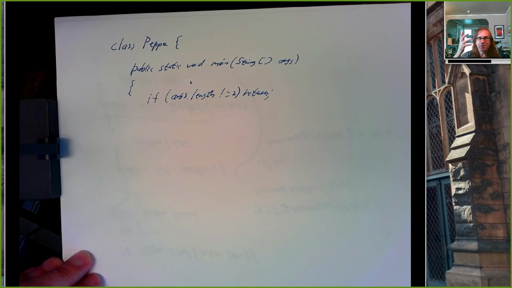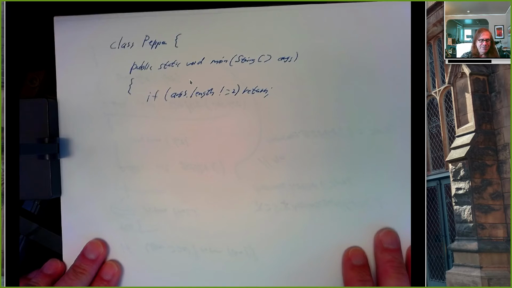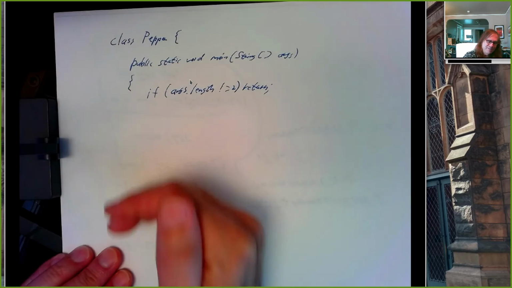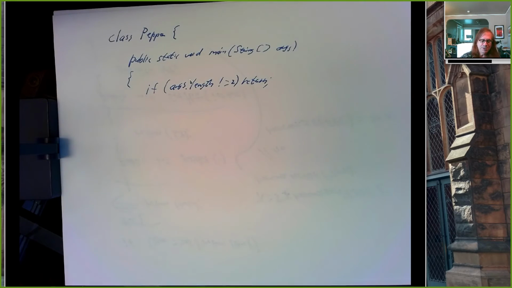Thinking towards readability, not just for other people, but for myself, right? Going through my code. So if you can dispense with a case quickly, do that, right? And now everything from here on down is just going to happen because we know we've got two arguments.